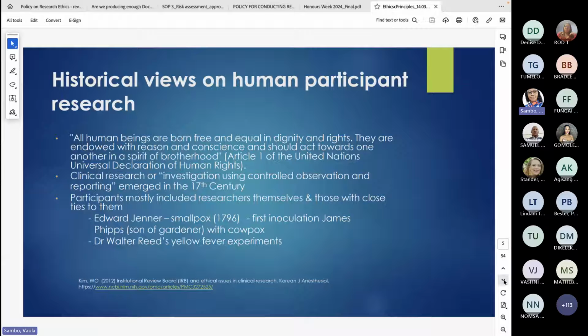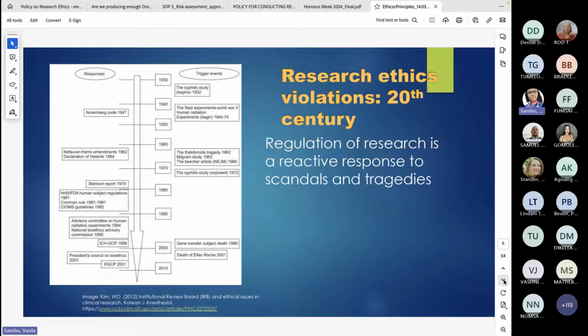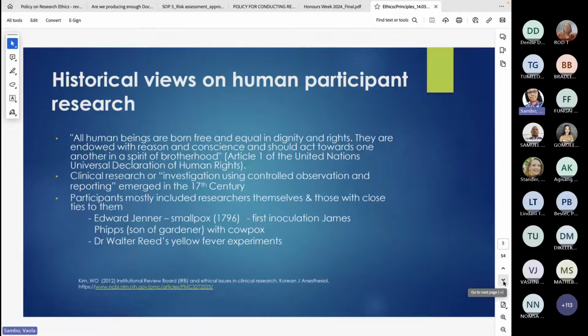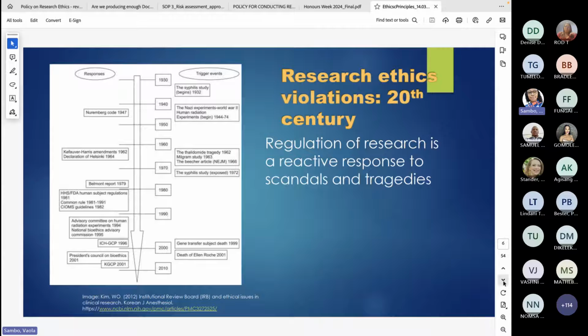Clinical research or investigation using controlled observation and reporting emerged in the 17th century. Participants mostly included researchers themselves and those with close ties with them. And this is where the issue of research ethics in this century emerged, because what was happening is people were being asked to participate in research. Clinical trials were being conducted on humans who were not even aware of what was happening. So again, the issue of informed consent: they were not even asked for their consent to participate in those studies.